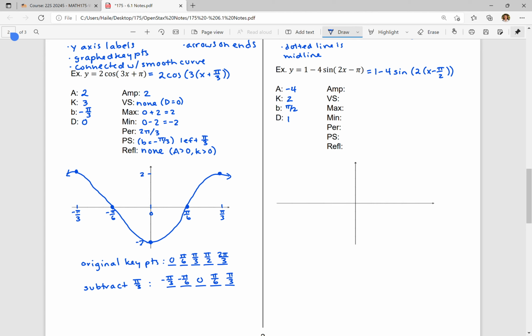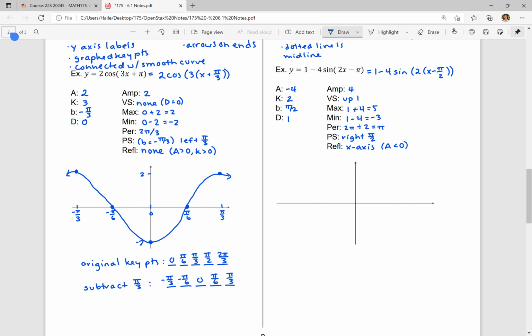So let's translate those 4 letters into the information about our graph. So the amplitude is 4, the vertical shift is up 1, the maximum is going to be 1 plus 4, which is 5. The minimum is going to be 1 minus 4, which is negative 3. The period is going to be 2 pi divided by 2, which is pi. The phase shift, we're going to go right pi over 2. And then finally, we have a reflection on the x-axis because a is negative.